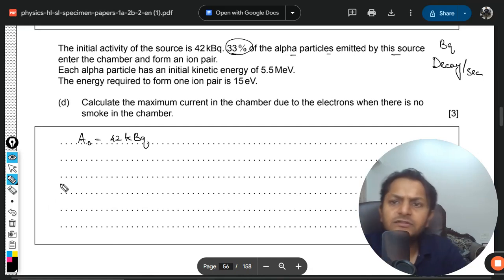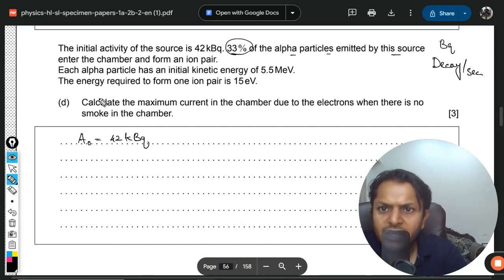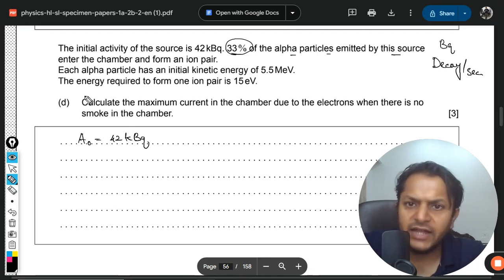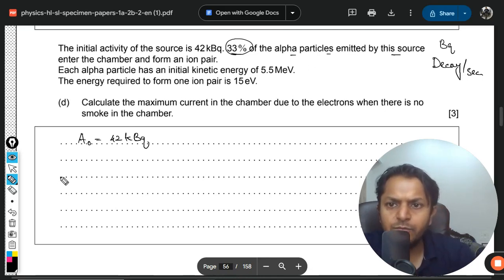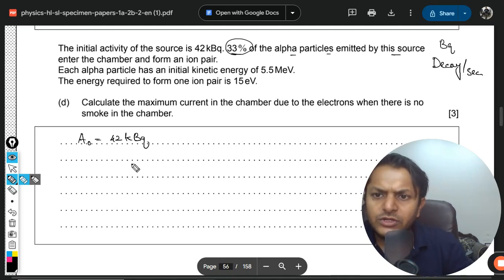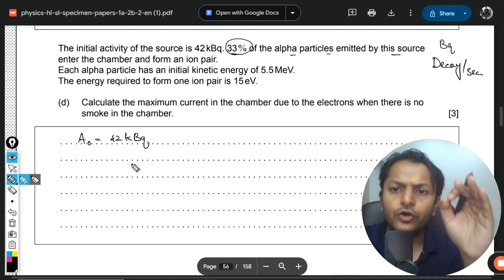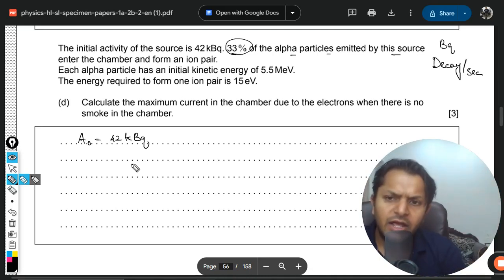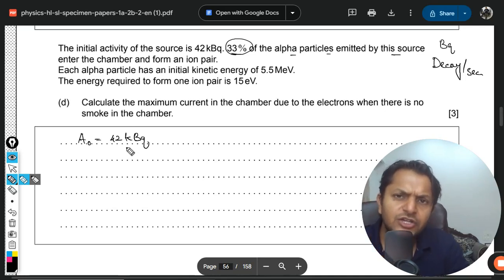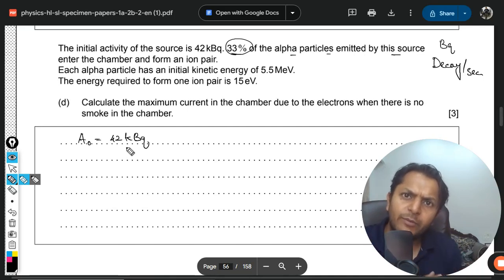33% of the alpha particles. Each alpha particle has an initial kinetic energy of 5.5 mega electron volt. The initial activity is 42 kilobecquerel. It means that 42,000 decays are happening in 1 second. So one decay will be producing one alpha particle.